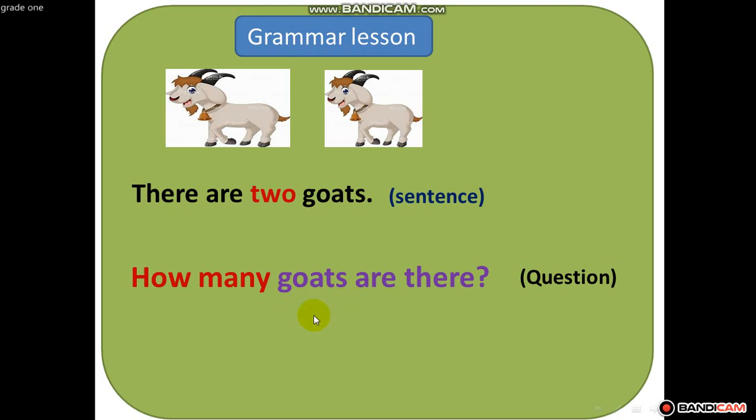So we have to put a plural noun, not a singular. We can't say how many goat. No, we have to say how many goats and use the plural s. How many goats are there? If you want to answer this question, we have to say there are 2 goats. So this is a sentence, not a question, because there is a full stop.